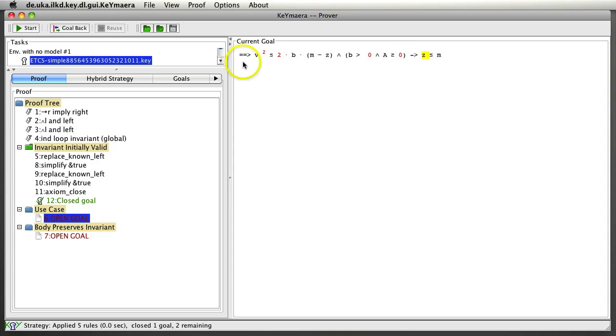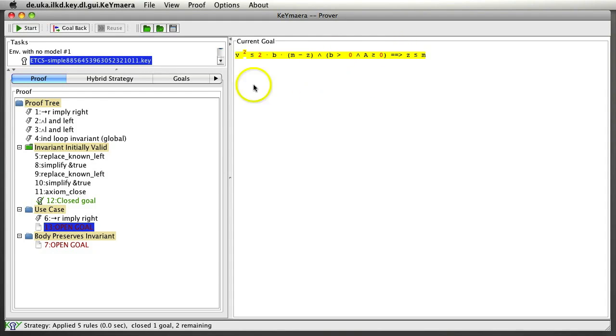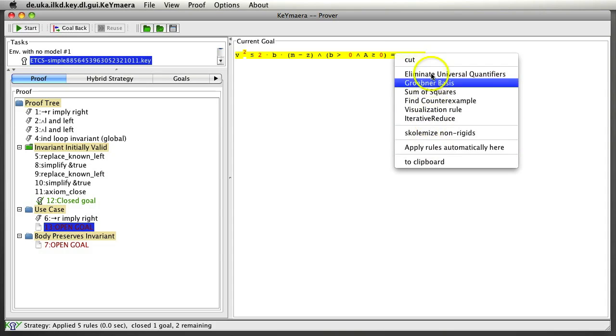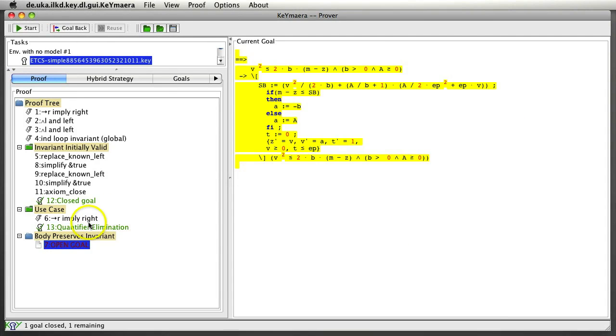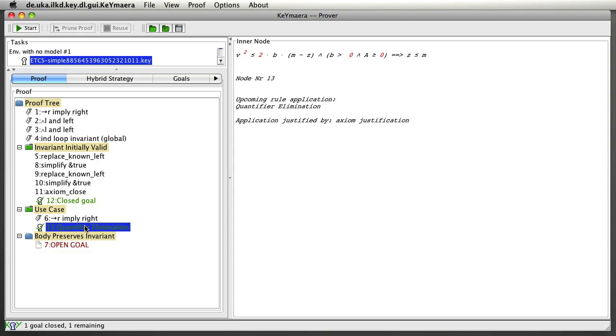The second condition is that the loop invariant we chose actually proves the property that we want to prove in the end. And again, well, we can do the imply right rule if we want to do it completely by hand, but just by inspection we can see that v is positive and v squared is going to be positive. So in order for this inequality to hold true, z must be less than m. So this can just be closed by algebra essentially, but we use the quantifier elimination algorithm.